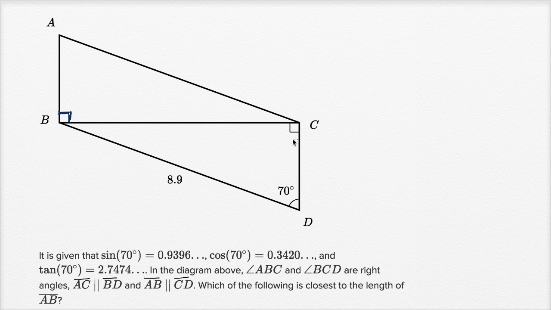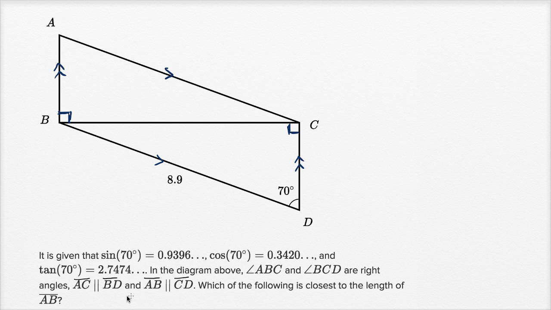This is angle ABC, angle BCD. And then they say that segment AC is parallel to BD. So AC is parallel to BD. And AB is parallel to CD. AB is parallel to CD. And the way it was drawn, it looks like they're parallel as well, but it's nice that they're telling us that. Otherwise, we can't really assume that.